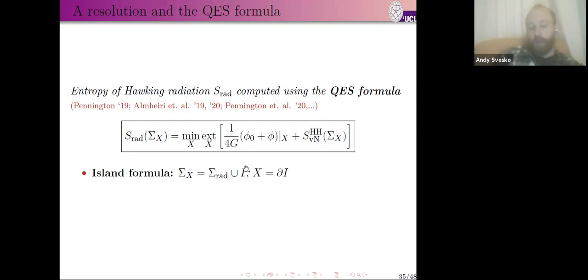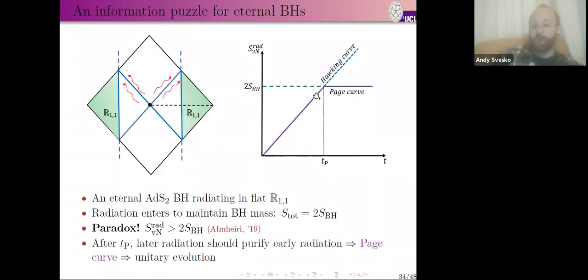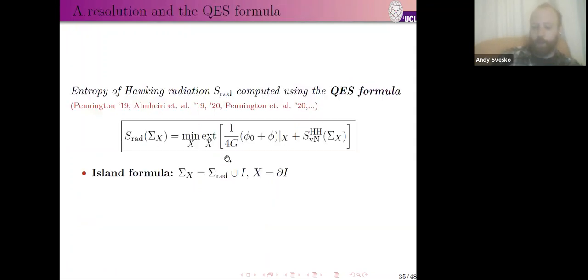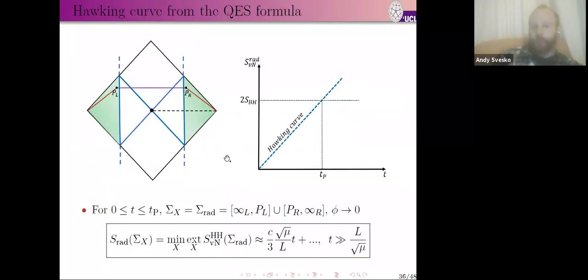And the claim is that when you include this island, as I'll show in a moment, you can receive corrections to the Hawking curve such that you get this flat piece, and that together you can derive the Page curve. So how it works, we can apply our setup. Essentially, first consider the scenario where there is no island.